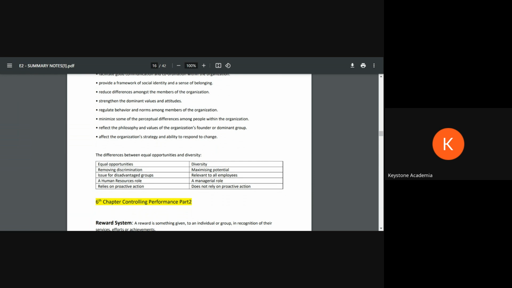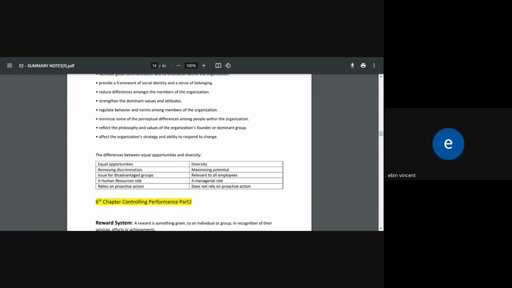What is the focus of equal opportunity? They focus on the disadvantaged groups. And diversity focuses on all employees. And responsibility: equal opportunity is mainly an HR responsibility, while diversity responsibility belongs to all managers, because they are focusing on every employee. Okay. And the equal opportunities approach is proactive action. Diversity, they do not need a proactive action. Do you guys agree?